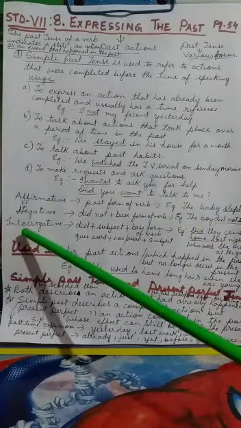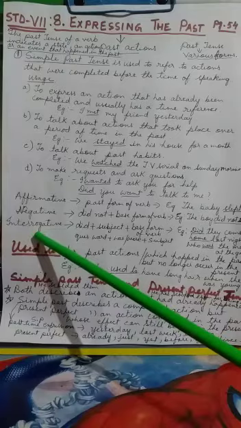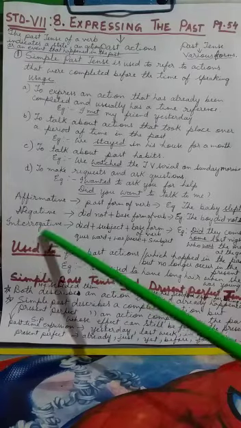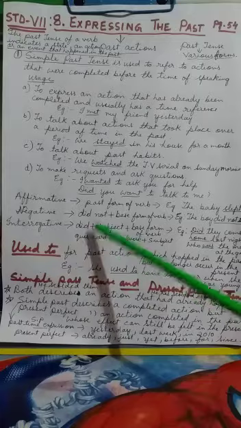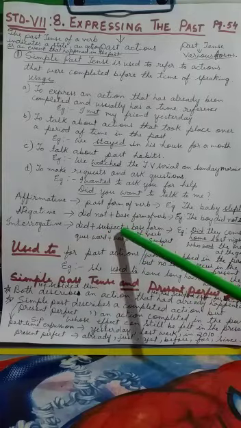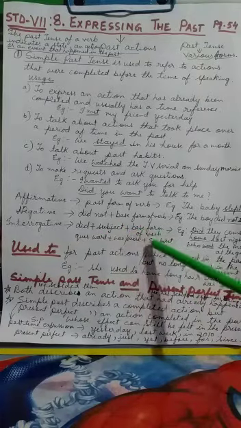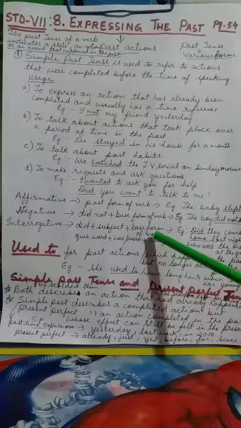Similarly, you see in interrogative sentences. Interrogative means when we ask questions. Now in these cases, this is the form: did plus subject, plus the base form of the verb. Here also you are using the base form.